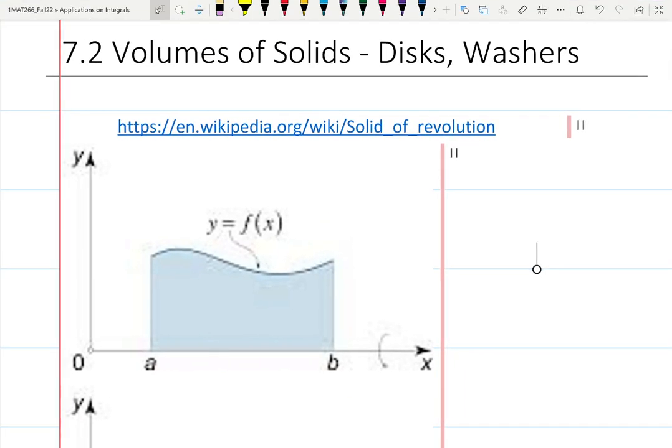Volumes of solid disks and washers. We're going to start with disks today and move on to washers later. Here's the sketch of the graph. X and y axis, f of x and y of x.